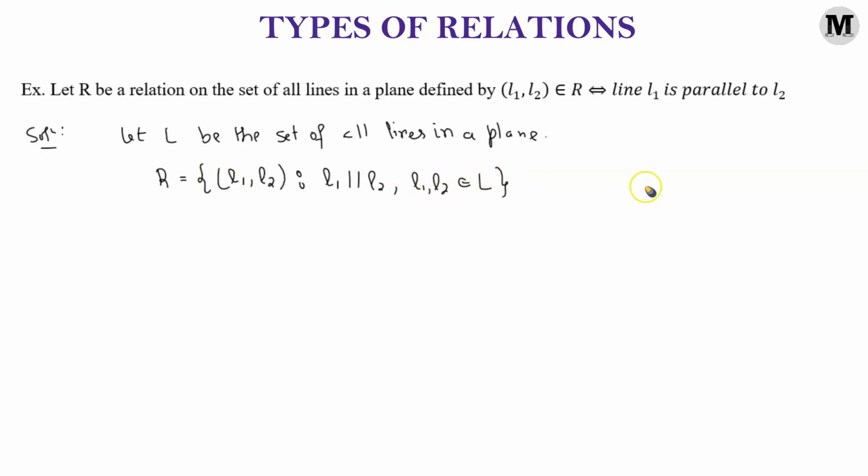Fine. In other words, here what we have is a relation R that is defined on L. That means R is a subset of the Cartesian product of L with itself. Fine. Now, coming to the problem, we'll have to show that this is an equivalence relation. For that, first let's try to show that the given relation R is a reflexive relation.